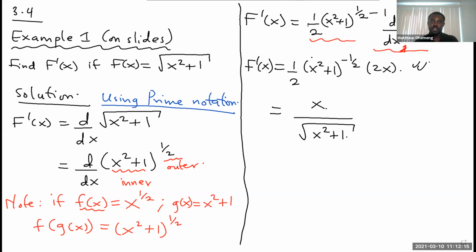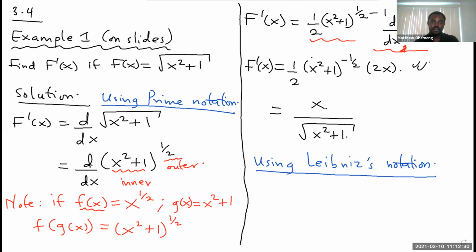Right. Now, let me use the other approach. Let me use Leibniz notation. As I said, I won't be doing this going forward. I'll be using the prime notation because that one is easier to implement. Okay. So using the Leibniz notation, we just have to set the inner function equal to what? u. So we have f of x equal to what? Square root of x squared plus 1. So how do you get the derivative? Well, assume this is y. So let y be this.